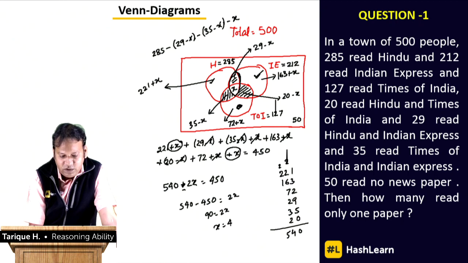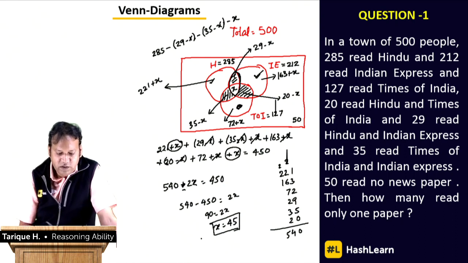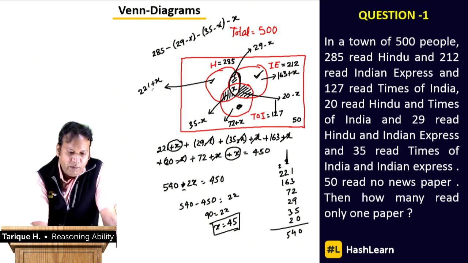I'll give you a direct formula for this, so you can look at that formula and get the answer. Then how many read only one paper? Once you get this x value equal to 45, how many read only one paper? So for one paper we can see 221 plus 72 plus 163 and plus 3x. That is going to give you the total here. So 221 plus 72 plus 163. Let's write it down here.